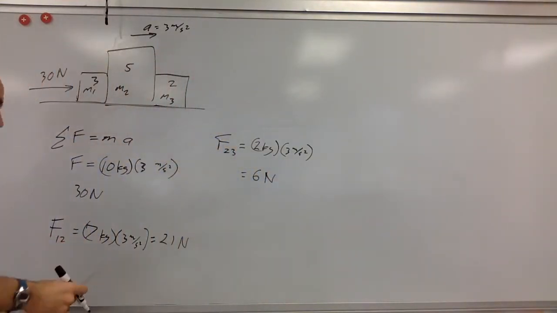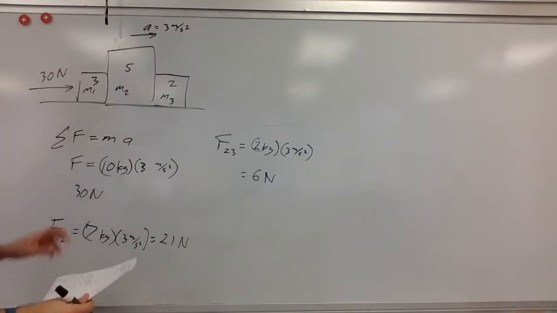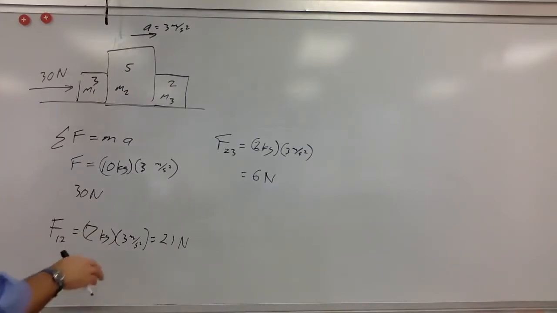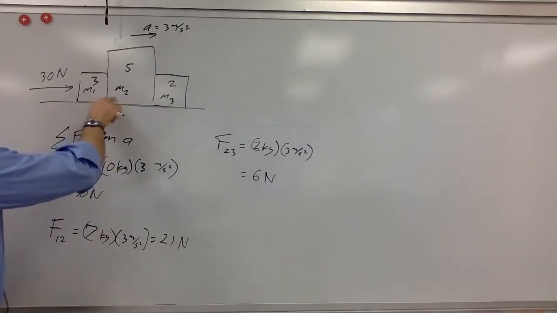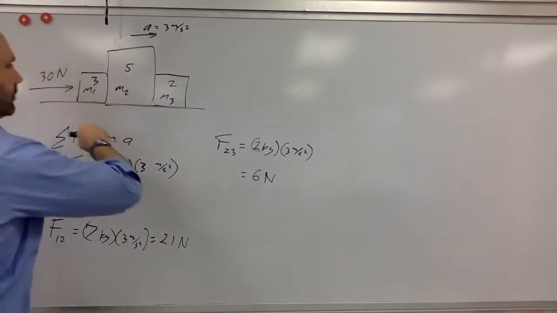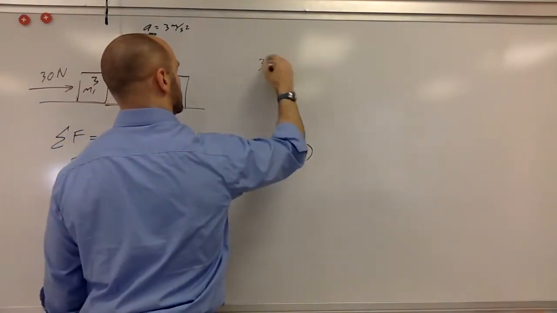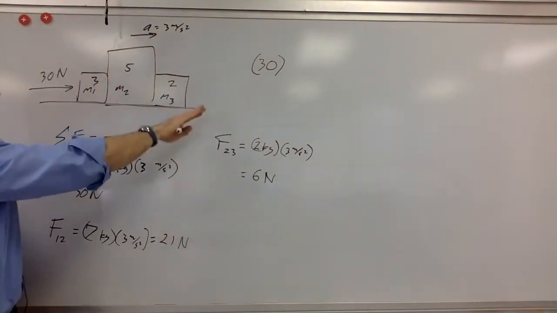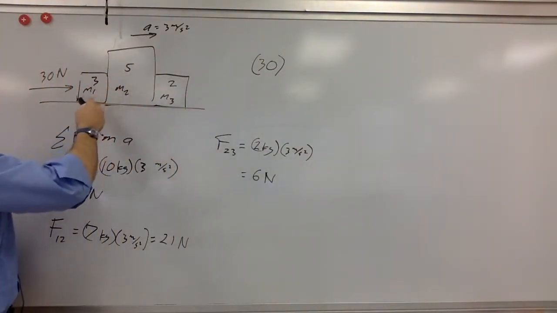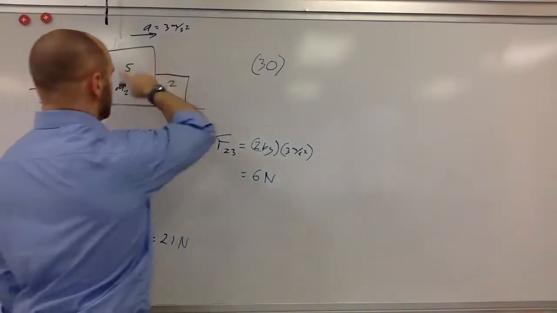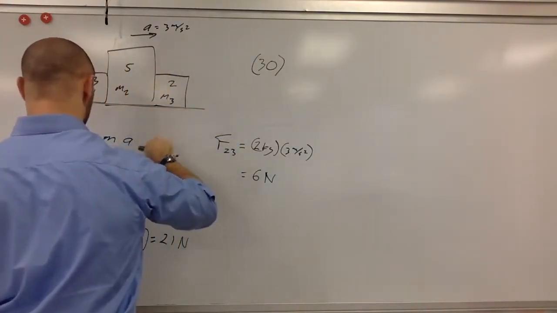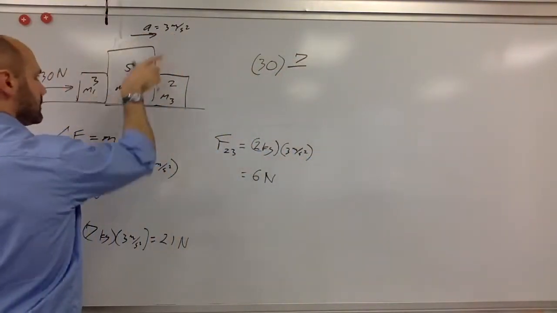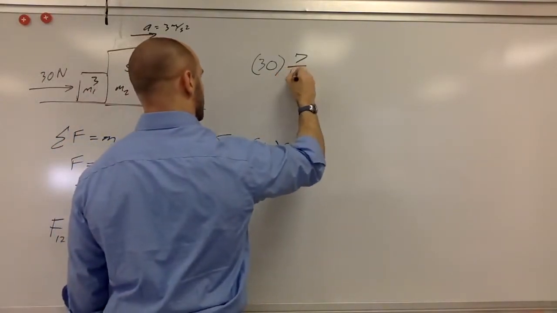Okay. Now there's a trick here, and the trick comes in this way. If I want to know the force, say between these two, what I do is I take the total force, and I multiply it by the ratio of the mass that's being accelerated to the total mass. So the mass that's being accelerated here is just 7 kilograms, and the total mass is 10 kilograms.